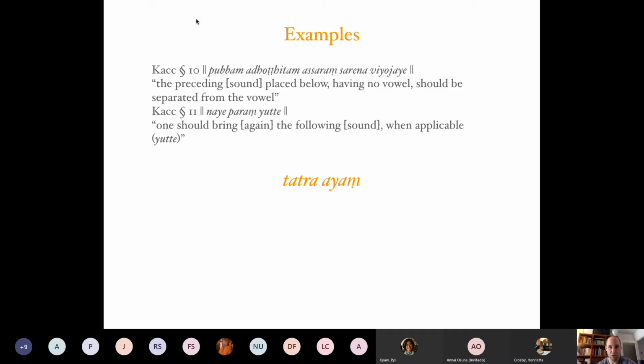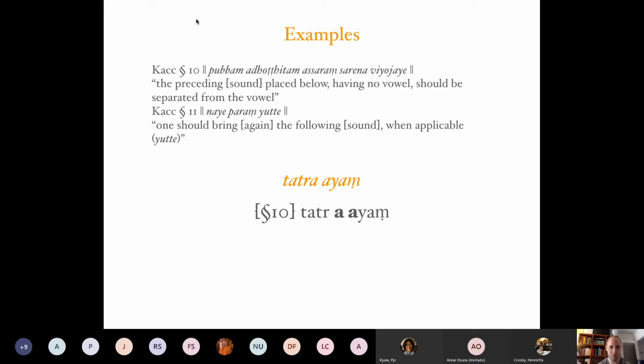Now let's see how this works according to the tradition. On the top you have the two rules, the two paribhasas that go together, and here we can see the example, tatra ayam. So the first thing we do according to Kaccāyana 10 is to separate the previous one, to separate the consonant or the syllable tr from its vowel that follows, which is a. The vowel is considered to be on the top, above, and the consonant is considered to be below. Maybe that reflects some writing system in which the vowels are put on the top of the consonant.